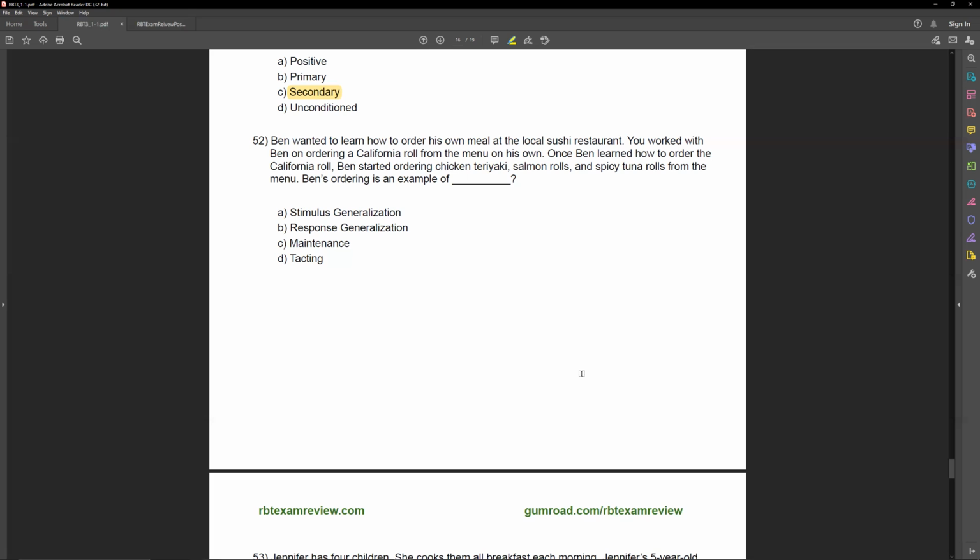Maintenance. Well, what did we teach Ben? We taught Ben how to order a California roll, and now Ben is ordering all these other items. Okay, maintenance would be if we came back 3 weeks later and checked to see if Ben could still order that California roll.